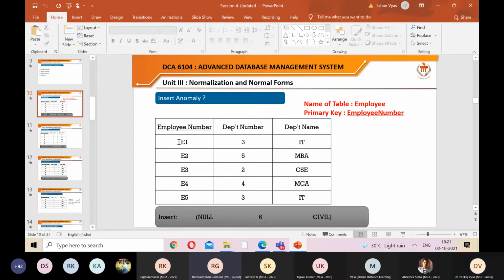Clear? Now you can say that department name depends on department number. It doesn't depend upon employee number. So this relation is not in second normal form. You may say it is in first normal form, but it is not in second normal form. So how will you bring it into second normal form?